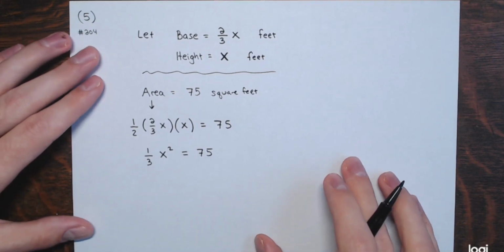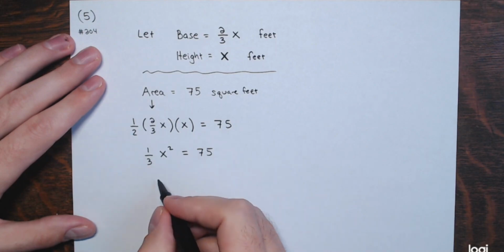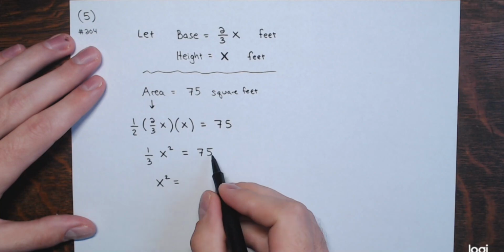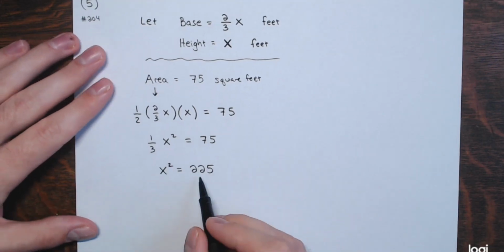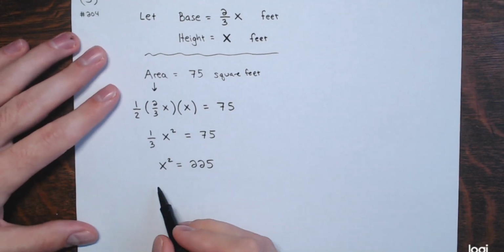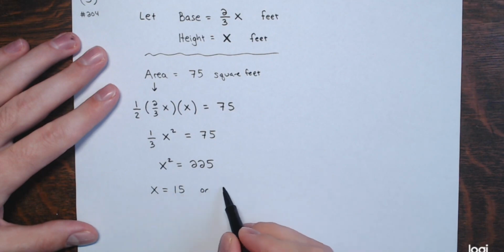Okay, easy enough. Multiply by 3, clear the fractions. We get x squared equals 225. And 225 is nice, it's actually 15 squared. So x is either equal to positive 15 or negative 15.